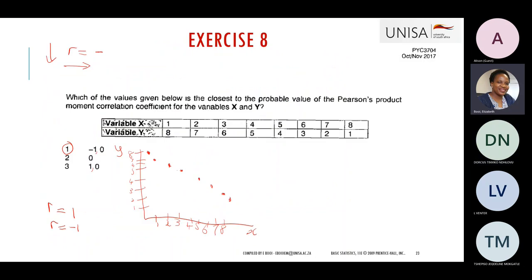On this one, you can see when the values of X are increasing, the values of Y are decreasing. And we did the scatter plot just to demonstrate, and we find that because it's perfect, they line up straight in a linear fashion. Therefore, your R will be negative 1 because it's a perfect relationship.